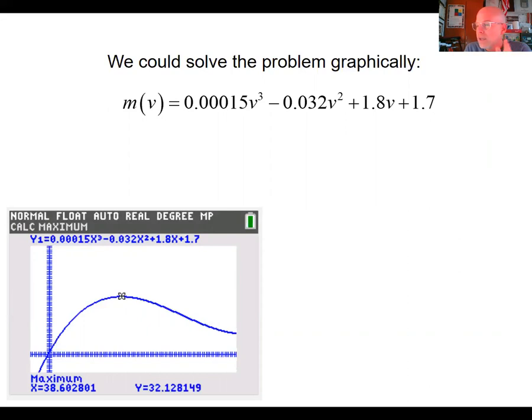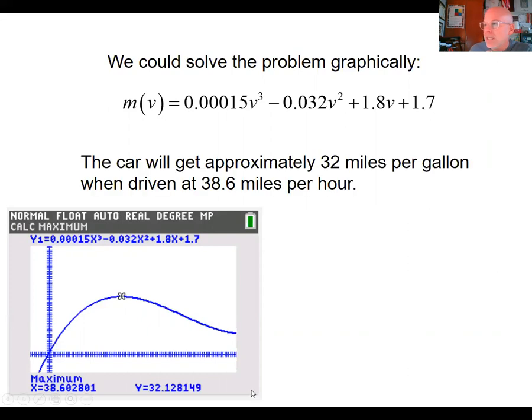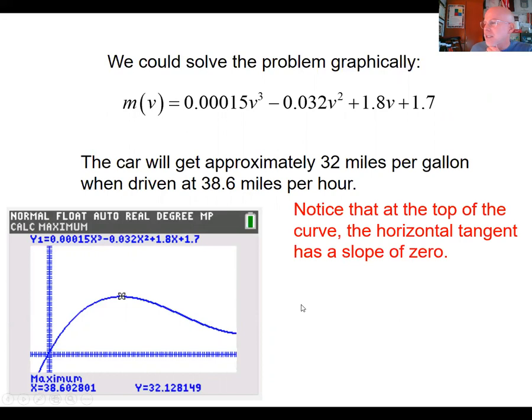So what does the 38 represent and what does the 32 represent? Well, it says the car will approximately get 32 miles per gallon when the car is driven at 38.6 miles per hour. I guess I didn't give units here, but those were the units in this problem. So 38.6 was the speed, that's your x value, and the output value, the y value, is 32 miles per gallon. That's your gas mileage.